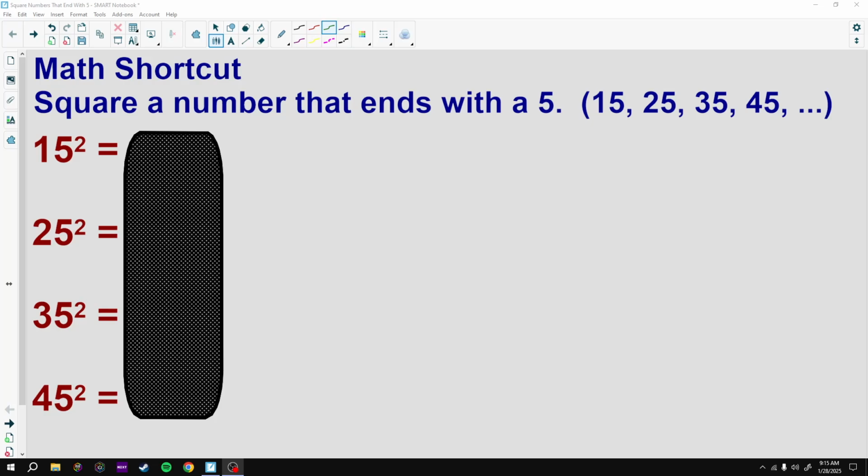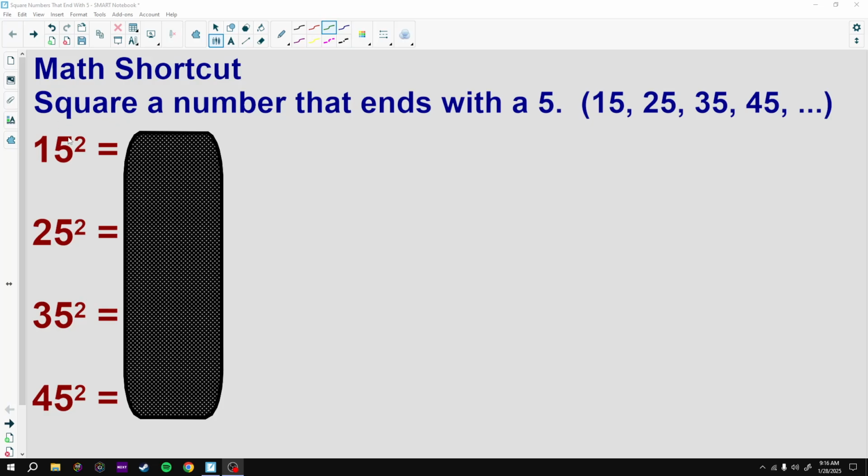I'd like to walk you through another math shortcut really quick. This is involving squaring a number that ends with a 5, like the numbers 15, 25, 35, 45, 55, and so forth. Well, why don't we start off with just figuring one of these out the regular way.